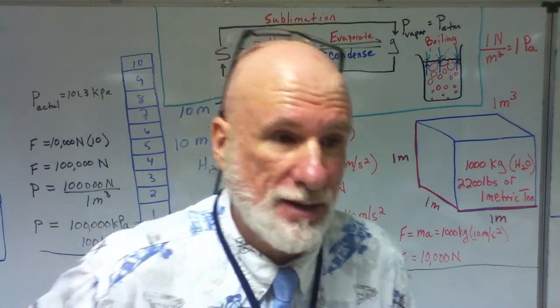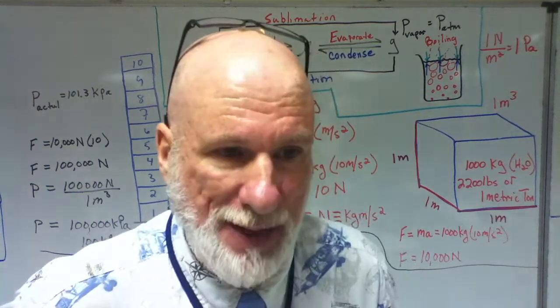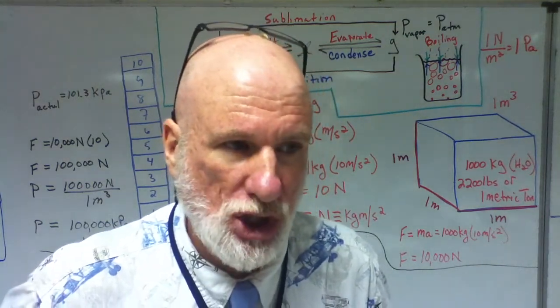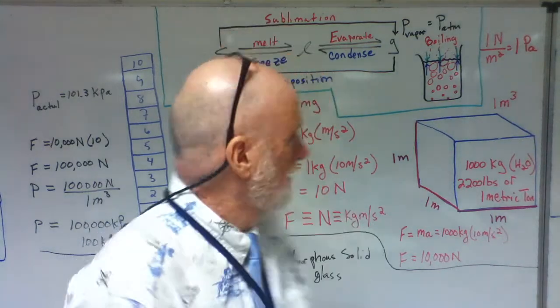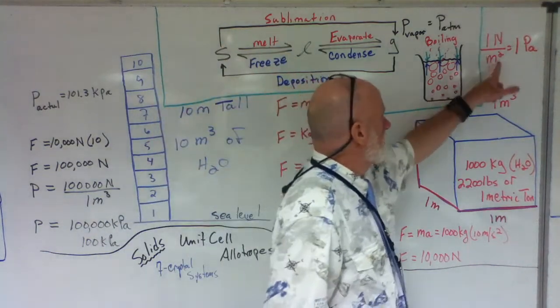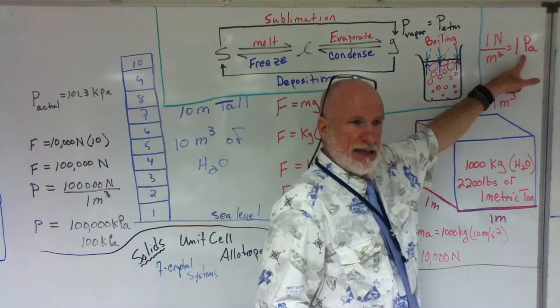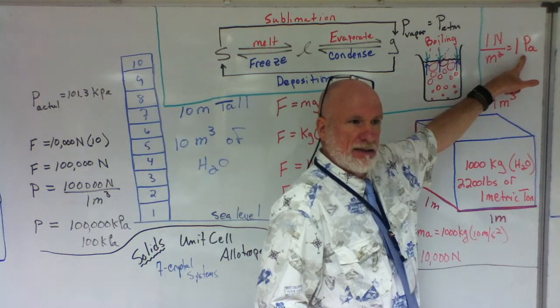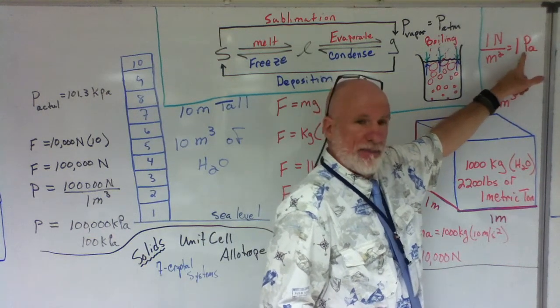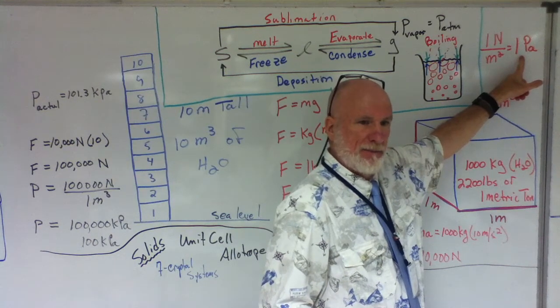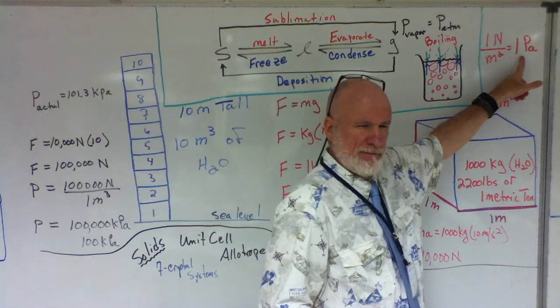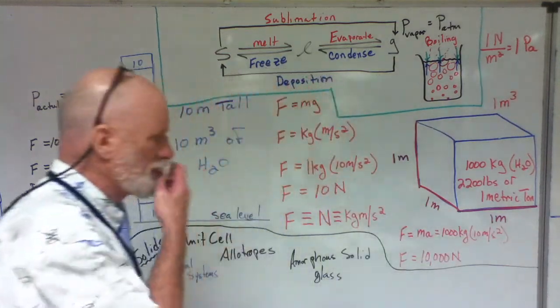So, yeah, that's right. She said that a pascal was a newton per square meter, and that is absolutely correct. 1 newton per square meter is a pascal. Is that okay? You all right with that? Okay, now.